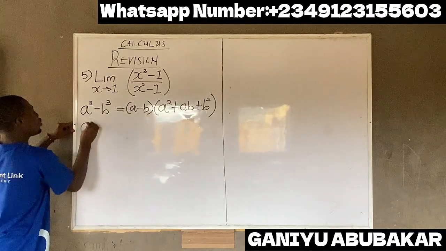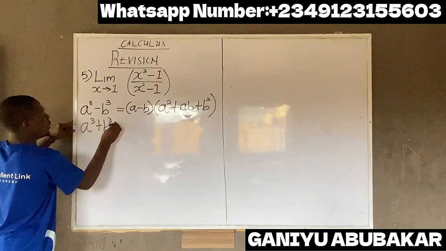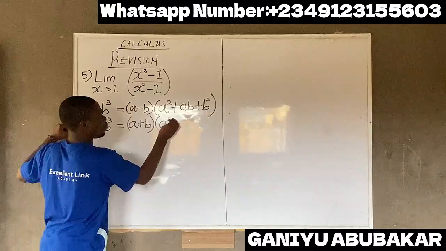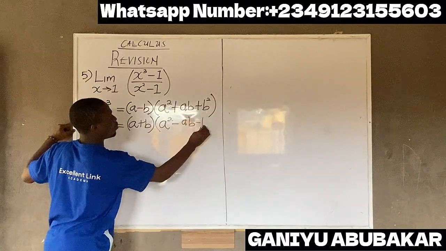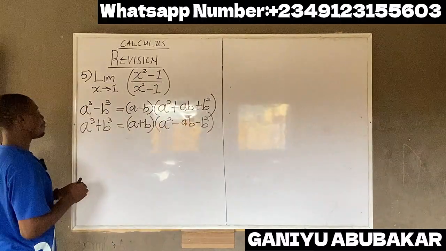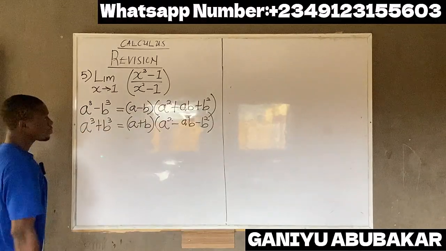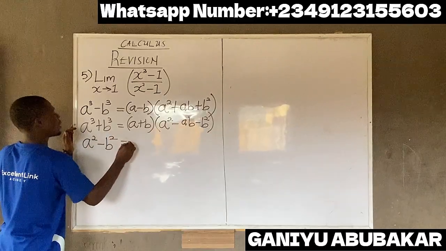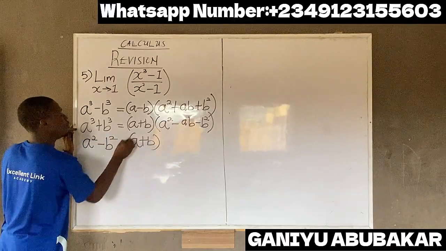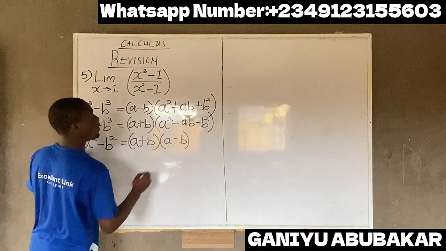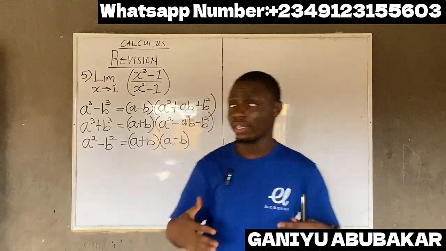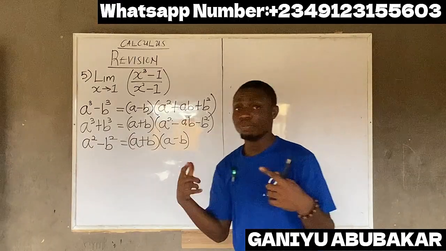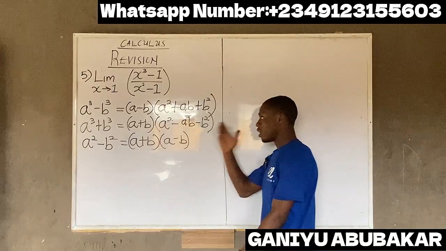Also, if I have a cubed plus b cubed, this gives you a plus b into a squared minus ab plus b squared. This is the sum of two cubes. Similarly, if I have a squared minus b squared, this gives you a plus b into a minus b. These are basic things you need to know without taking your book or checking anything. It should be on your head, in your memory.